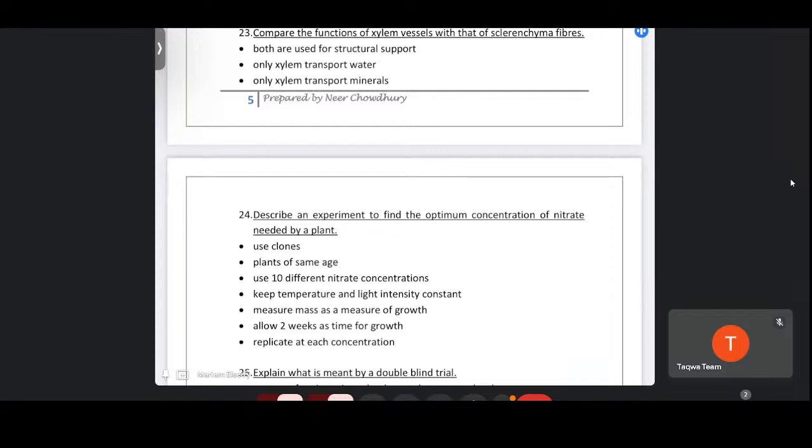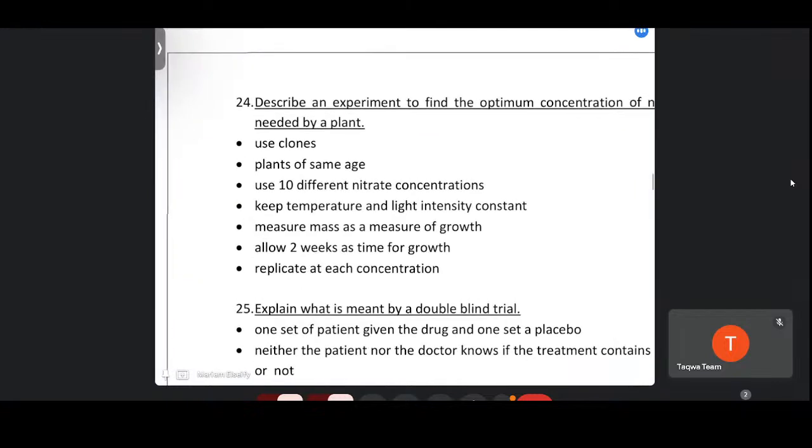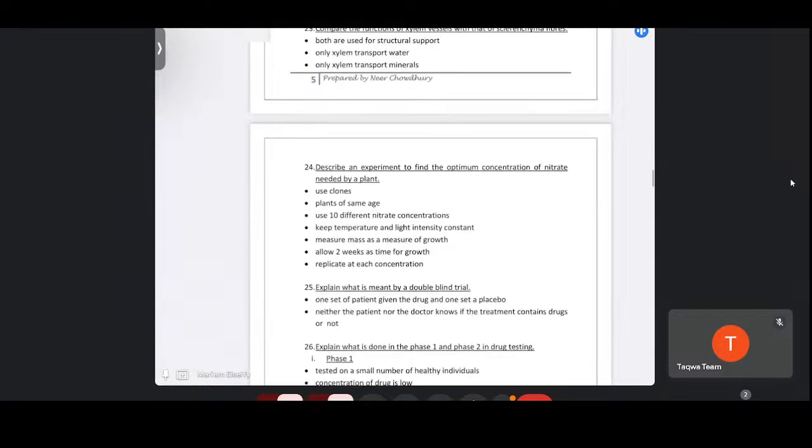As we said, we need to describe an experiment to find the optimal concentration of nitrate needed by a plant. We use clones, plants of the same age. We use 10 different nitrate concentrations. We keep the temperature and light intensity constant. We measure the mass as a measure of growth, allow 2 weeks for growth, and replicate at each concentration.